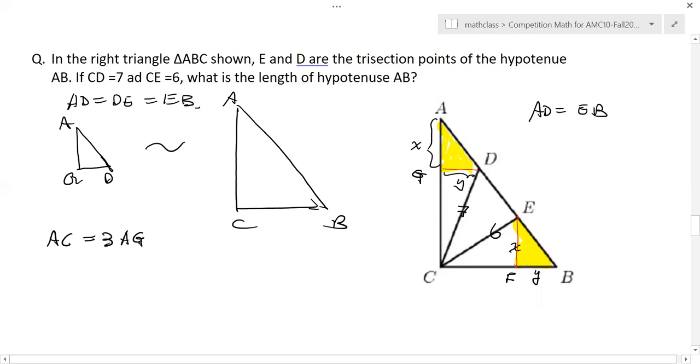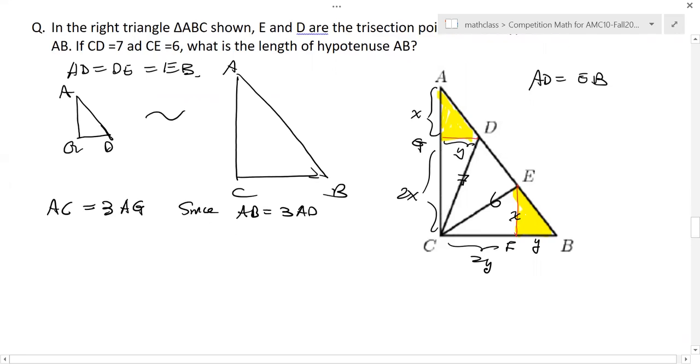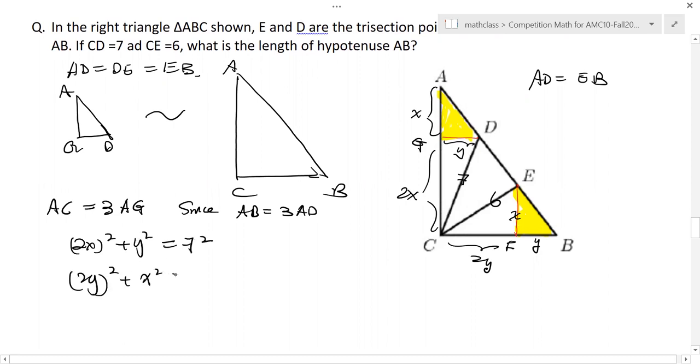Because of that, you will see that AC must be equal to 3 times AG. Why? Just because AB equals 3 times AD, it's a ratio. Then this side will be 2x, and similarly this side will be 2y. I think that's good enough. Then you apply the Pythagorean theorem to the triangles. You get (2x) squared plus y squared equals 7 squared, and (2y) squared plus x squared equals 6 squared. Then you're done.